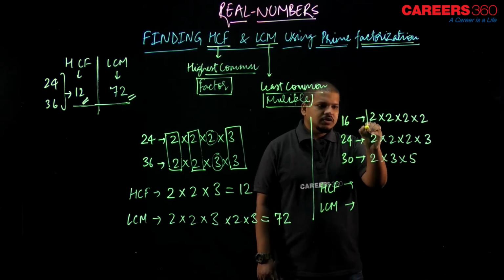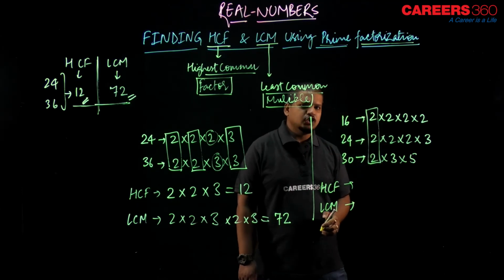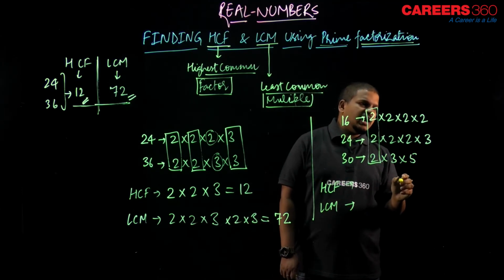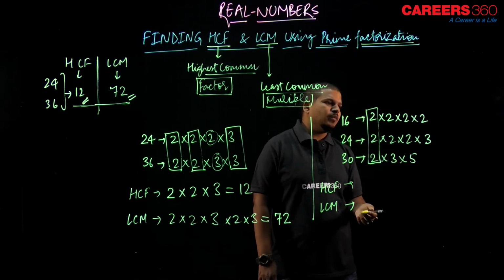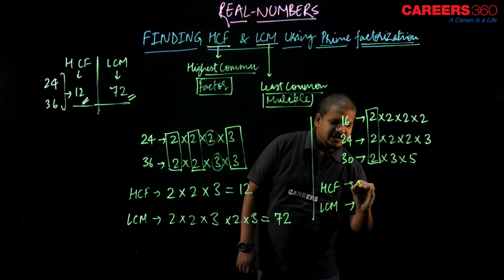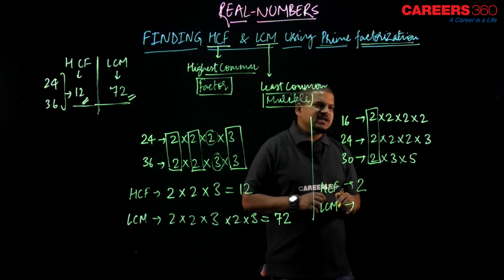Now, as I said, HCF is the common thing between all three. So, here is one common thing, that is 2. And there is nothing else common between the three. So, the HCF will be 2 only, right? And LCM will be what?